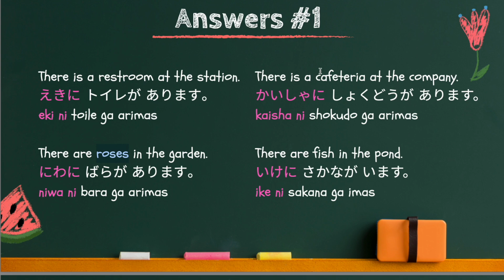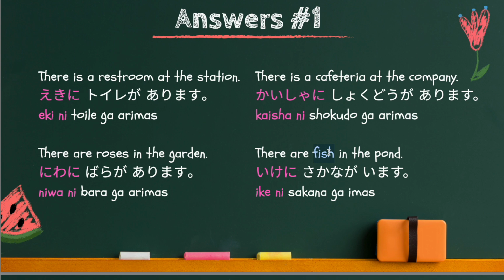There is a cafeteria at the company. 会社に食堂があります。So, 食堂, that's cafeteria. And this is a non-living thing. Therefore, you need to use あります。There are fish in the pond. 池に魚がいます。Fish is a living thing. Therefore, you need to use います for fish.